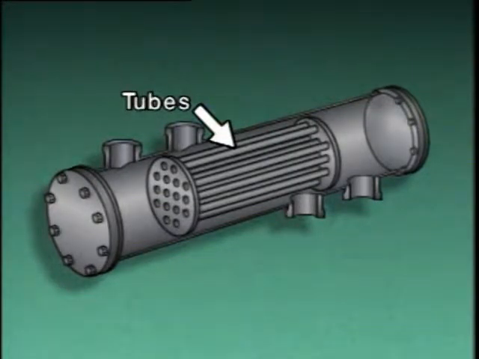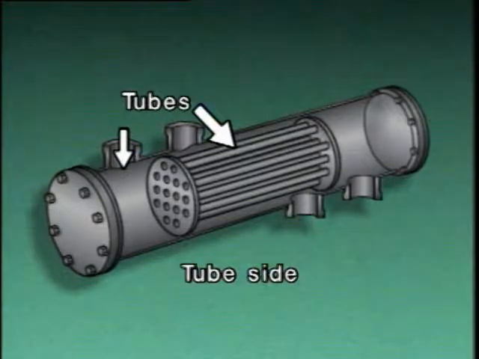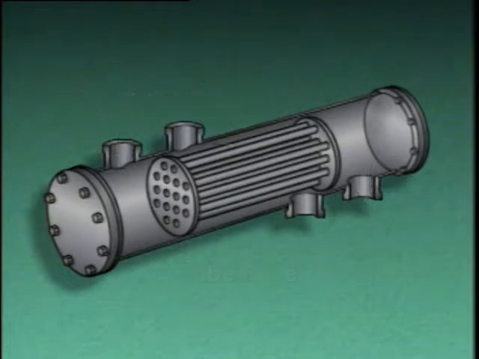The tubes are used to create a separate flow path through the shell. Each end of the tubes opens into a head. One head directs flow into the tubes, while the other head directs flow out of the tubes. The area inside the tubes and heads is called the tube side of the heat exchanger. The heads also contain a tube side inlet and outlet.